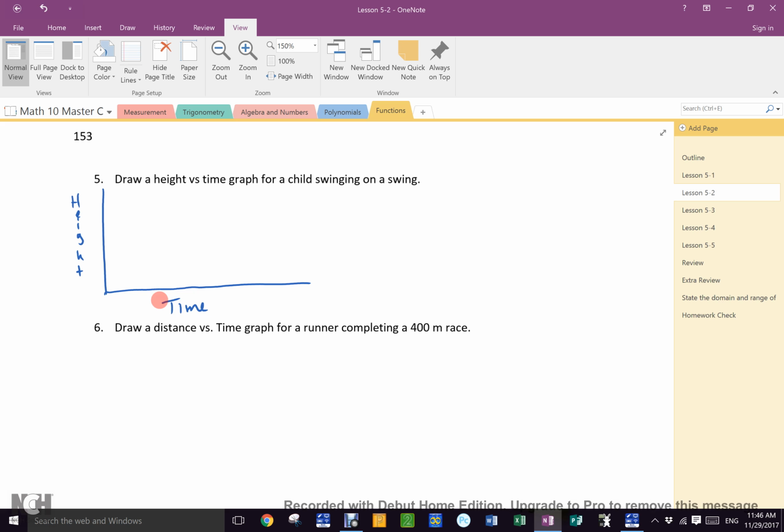Now, the next thing. On the far left of this graph is 0 time. What is the height of the swing at 0 time? No, because then the swing would be sitting on the ground, and it would be very hard for you to swing. So it needs to be a little off the ground, doesn't it? So that's the first point. It cannot be at 0, or swinging would be difficult.